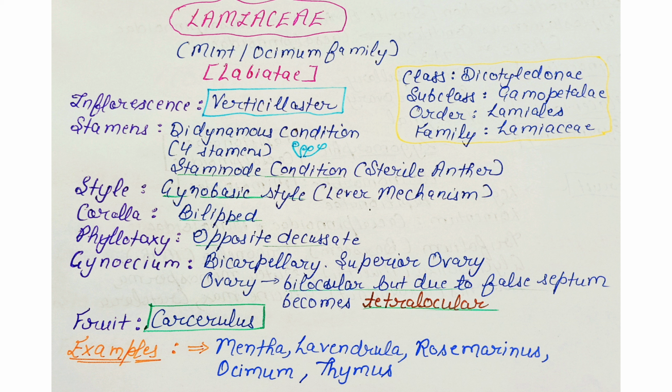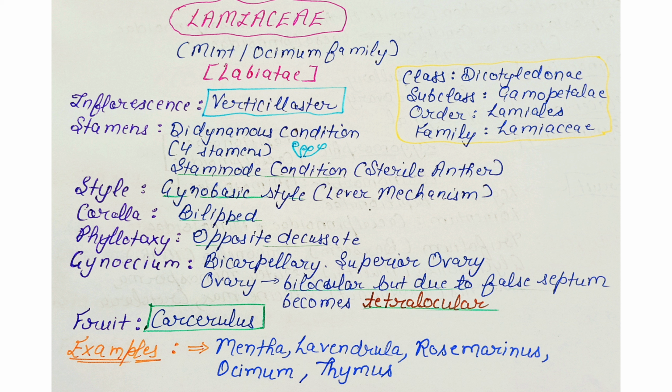Up next is the Lamiaceae family, also known as Labiatae family. It is commonly called the mint family. Lamiaceae is a dicot family of subclass Gamopetalae and order Lamiales. One of the most important features is the presence of verticillaster inflorescence. Stamen shows the didynamous condition. Staminode condition is there, that is sterile anther is present.